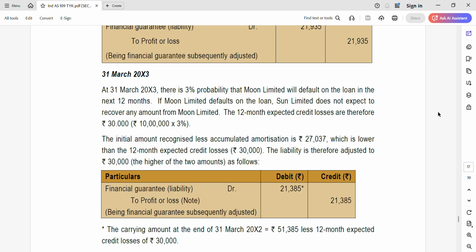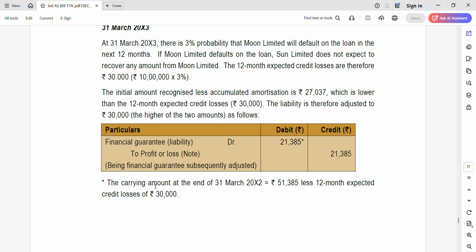And on 31st March 2023, it is now a 3% probability. The initial amount recognized less accumulated amortization is 21,037, and it is lower than 10 lakh into 3%. In the previous case, as on 31st March 2022, what we saw was that the 10,000 was lesser than 51,327, and in this case that 3% is higher. So financial guarantee to profit or loss is 21,385. The carrying amount at the end of 31st March 2022 was 51,385, minus 30,000. Now the liability that is to be brought down will be 30,000. So the entry to be passed will be financial guarantee to profit or loss, 21,385. If you solve till here, 10 marks will be in your pocket.